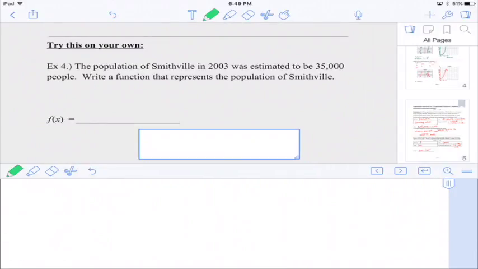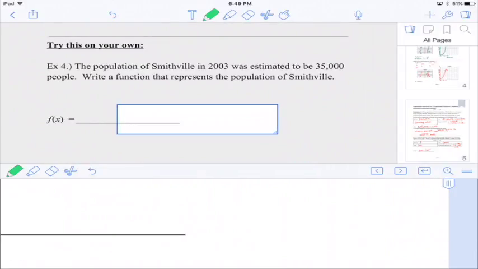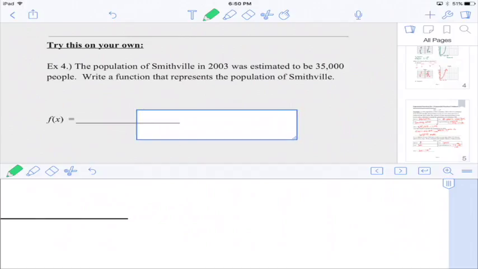And I want you to try this one on your own. Fill this in the box and see what you can get. All right.